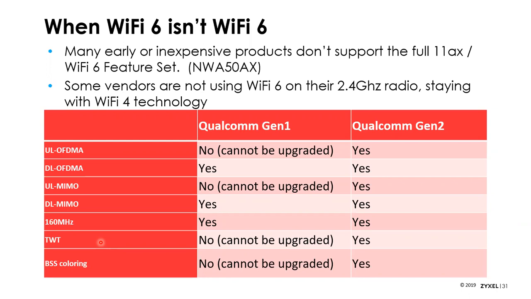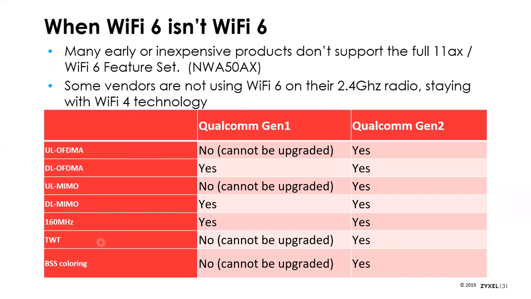Now, our consumer-focused APs that we sell on Amazon right now, the NWA50AX and 55AXE, are missing some of these features. It is a newer chip, but it's from a different vendor, and it's a very affordable chip, which is why at the moment you can buy an NWA50AX for $65. It is missing some of those features. It just doesn't have the horsepower to enable them all.